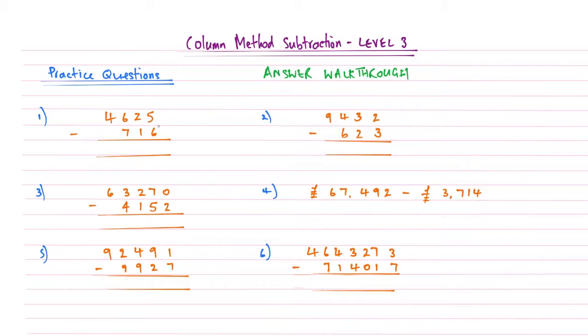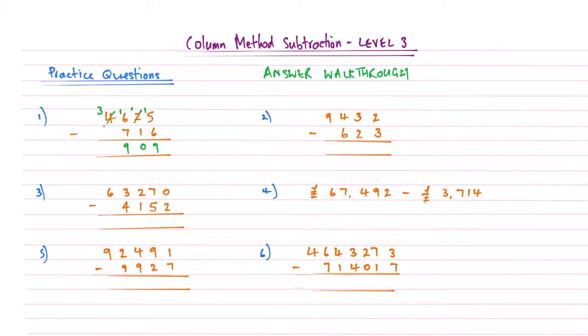So question 1, take our first column, which is the units column. So 5 take away 6, 5's too small, so we need to borrow. That's going to be a 1. That becomes a 15. Difference between 6 and 15 gives me a 9. Then we'll go to my second column, 1 take away 1, well that gives me an answer of nothing. 6 take away 7, I need to borrow. So then that becomes a 16. So the difference between 16 and 7 again is 9.